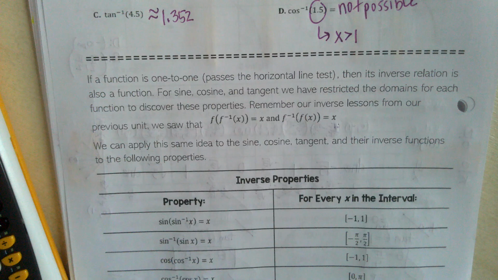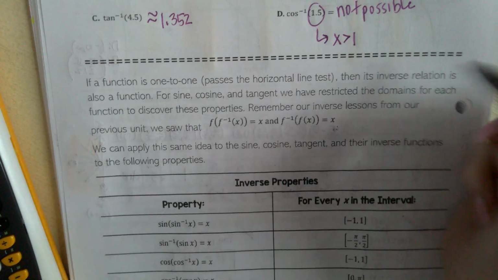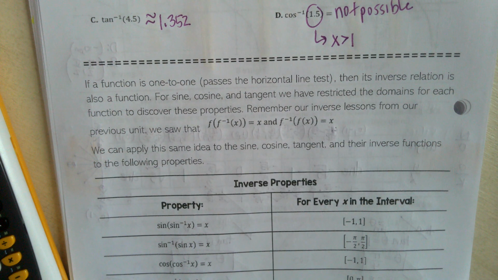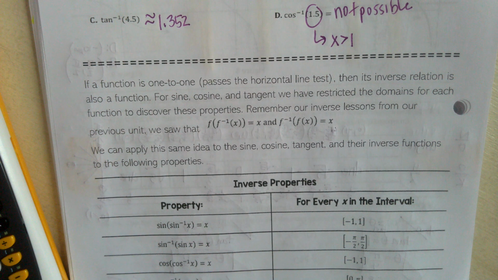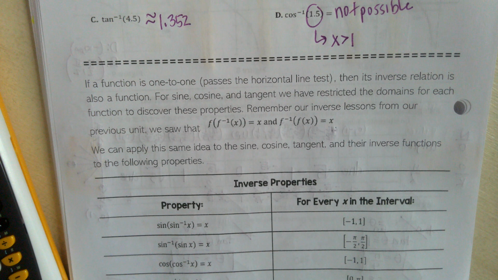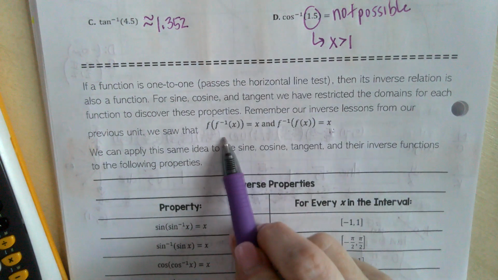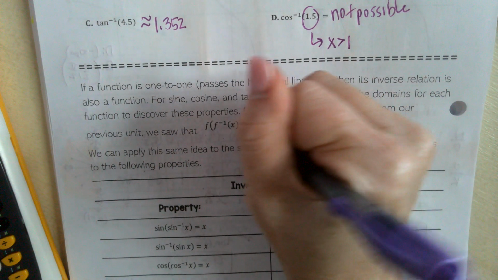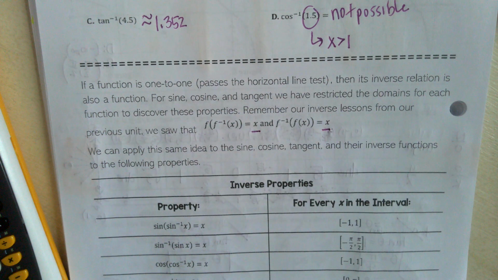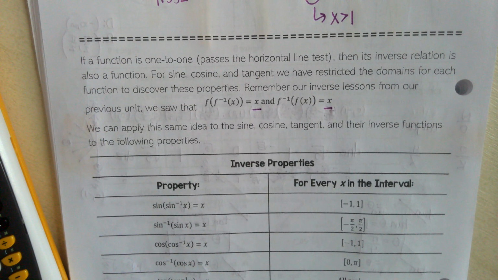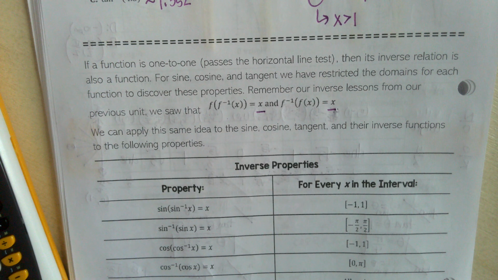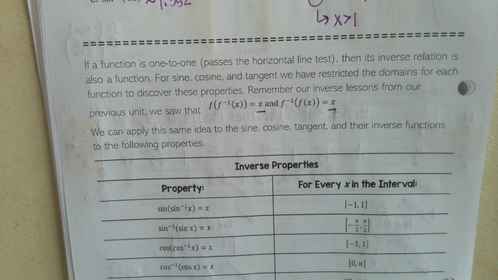Okay, down at the bottom it says, if a function is 1-to-1 and passes the horizontal line test, then its inverse relation is also a function. For sine, cosine, and tangent, we have restricted the domains for each function to discover these properties. Remember our inverse lessons from our previous unit. When we did composition of functions, when I plugged one function into the other and they were inverses, the only thing that I was left with in the very end was x, okay? So we're going to apply this same idea to sine, cosine, and tangent and their inverse functions, okay?